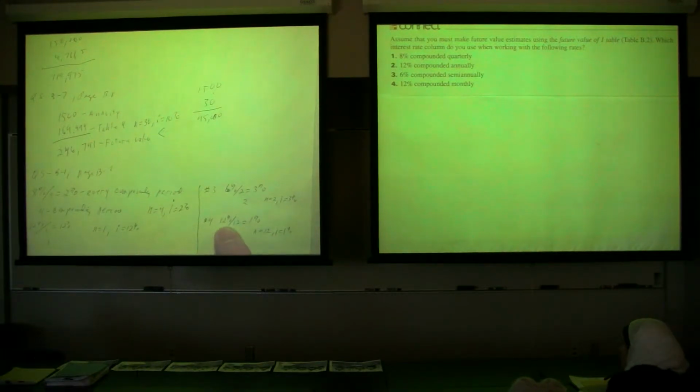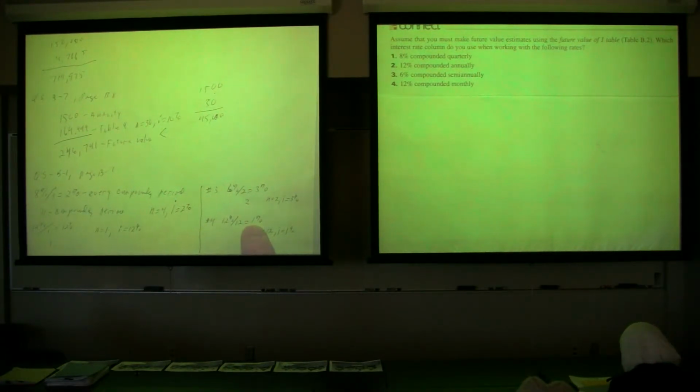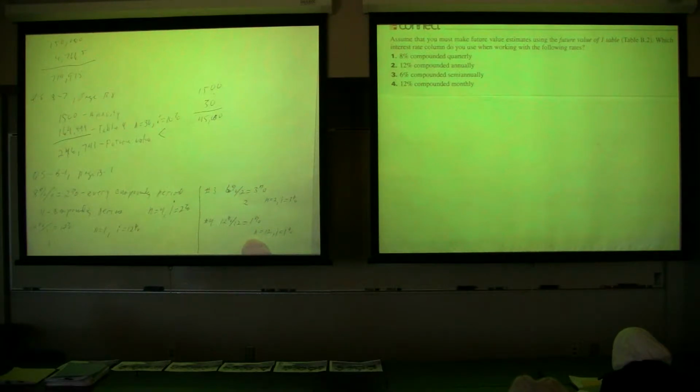The next one is 12% compounded monthly. So 12% divided by 12 months, 12 compounding periods within a year, is 1% per compounding period. And there's 12 compounding periods within the year. So we have an N of 12 and an I of 1%. You guys okay with that?